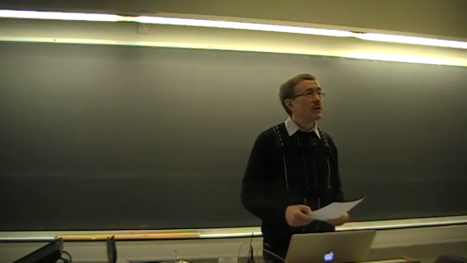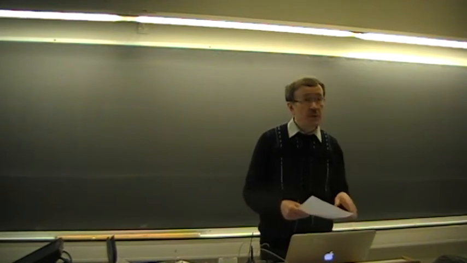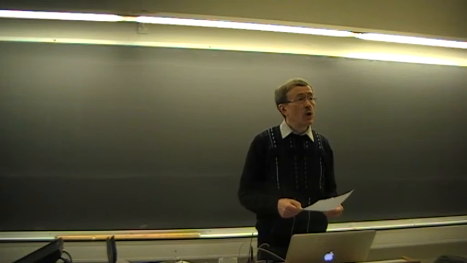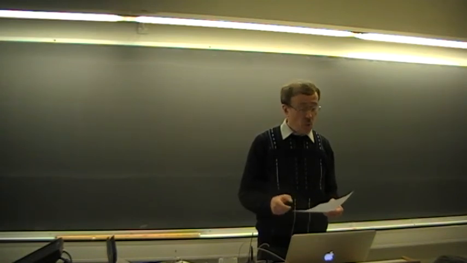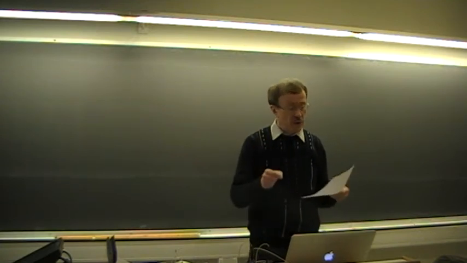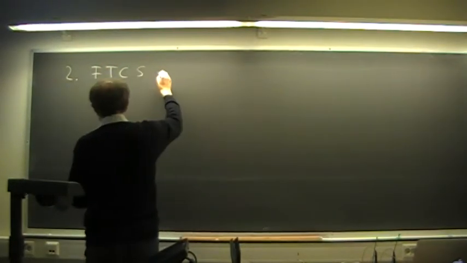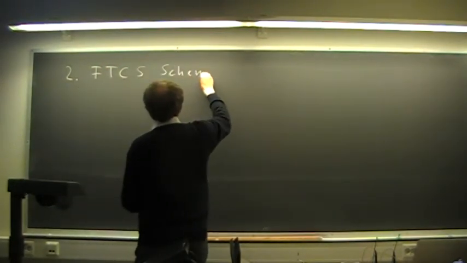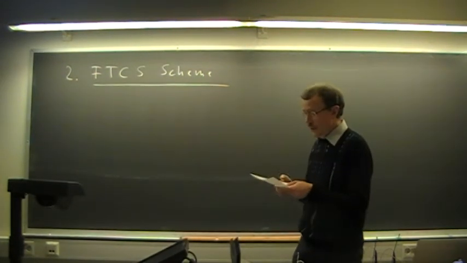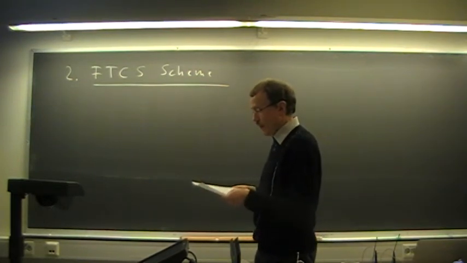Okay, shall we continue? So now we have seen the physical and mathematical classification of the linear advection equation and the wave equation. Now we want to look into the discretization of the linear advection equation, so we concentrate on that. And our first method is the forward time centered space scheme that we also use for the heat equation. So we try it now also for the linear advection equation.